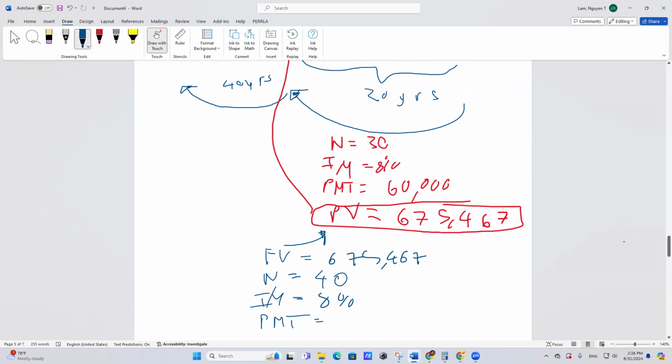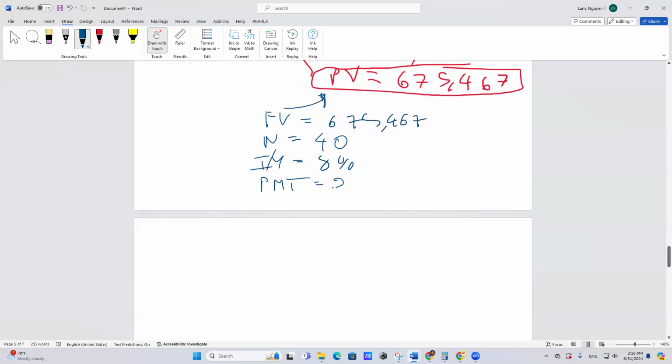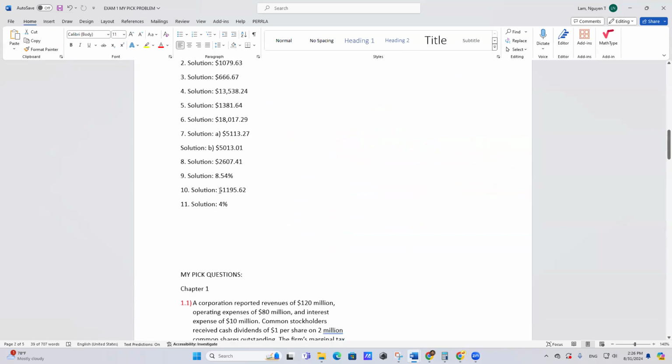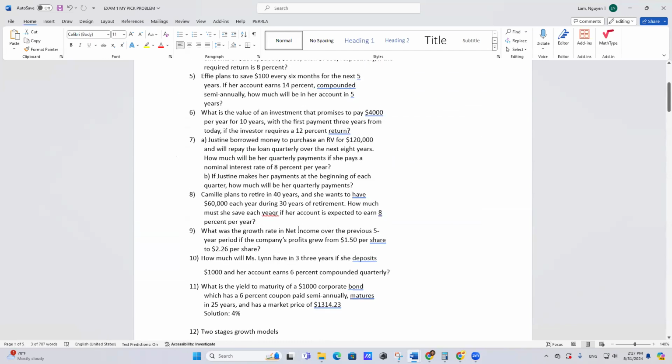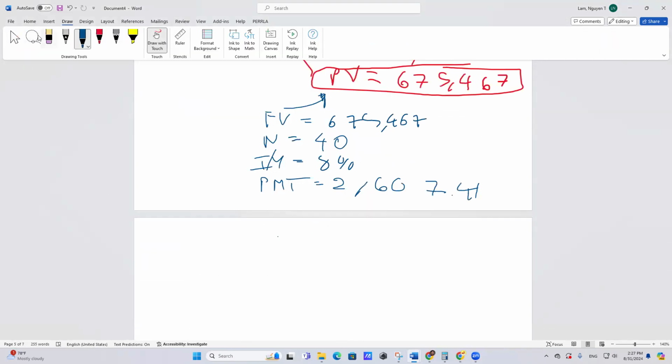Okay, I got an odd number. Let me recalculate. Or maybe it's right. Let's see. 675,467 for the future value, 40 for N. IY is 8. Compute payment. I got 2,607.41. Let's double check. 2,607.41. That's the answer. All right. Let's continue.